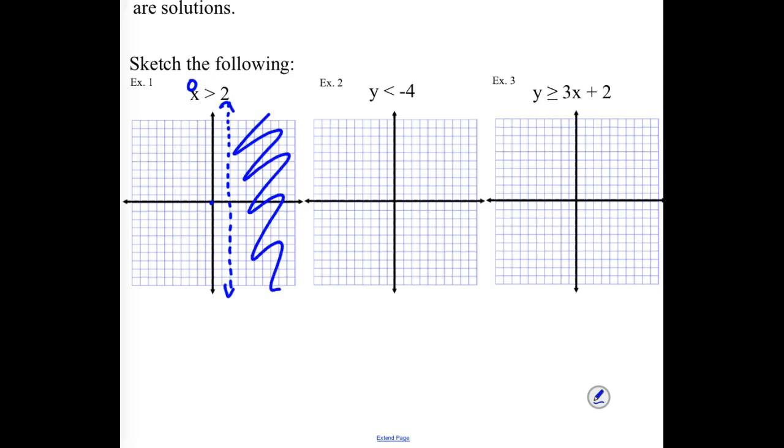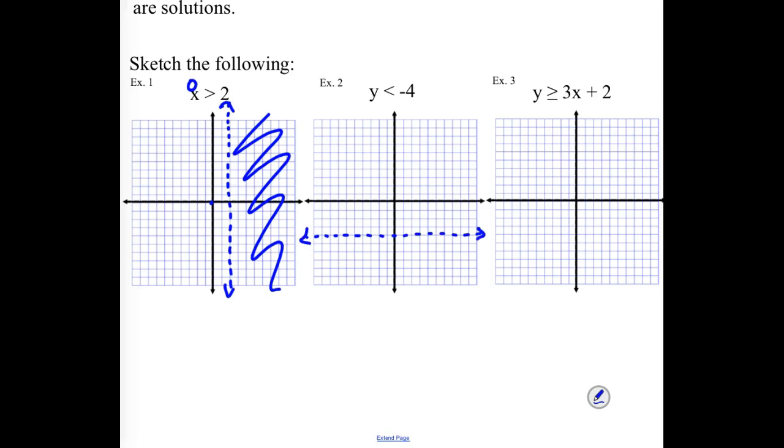And again, when there's just a single variable like this, could you have said which side of that line has x values that are bigger than 2? They'd be on the right side. Our second inequality, y is less than -4. Will it be solid or dotted? Dotted again. Is it going to be a vertical line again? No, this time it is horizontal. Horizontal line at -4. We said it was going to be dotted.